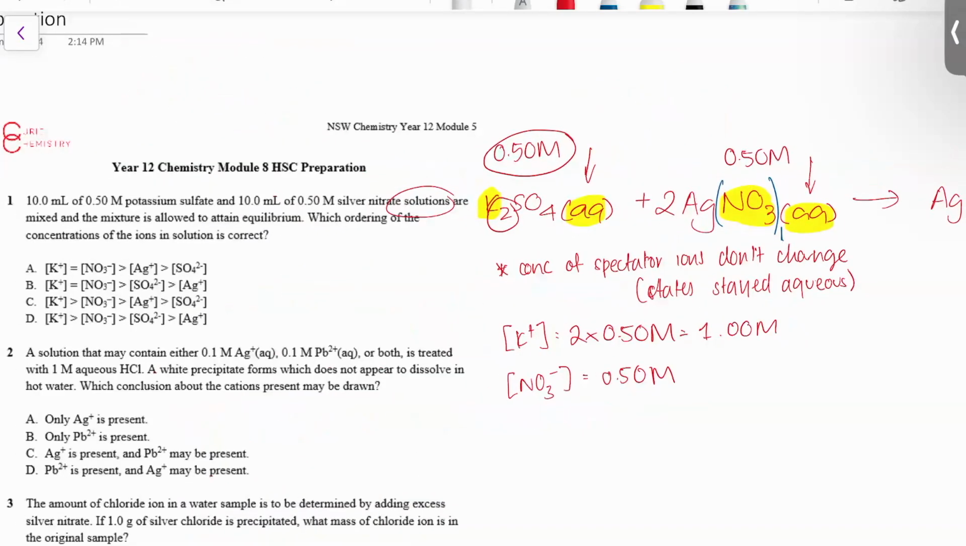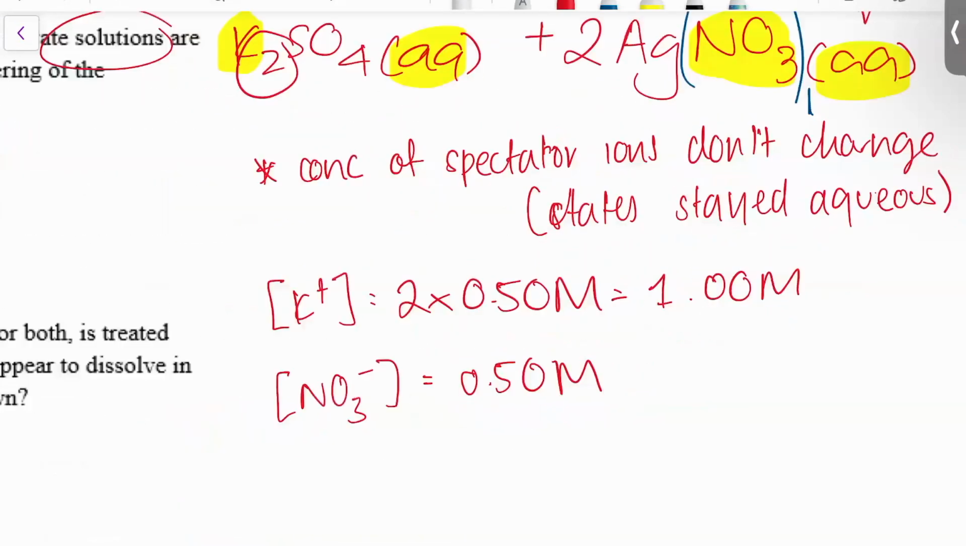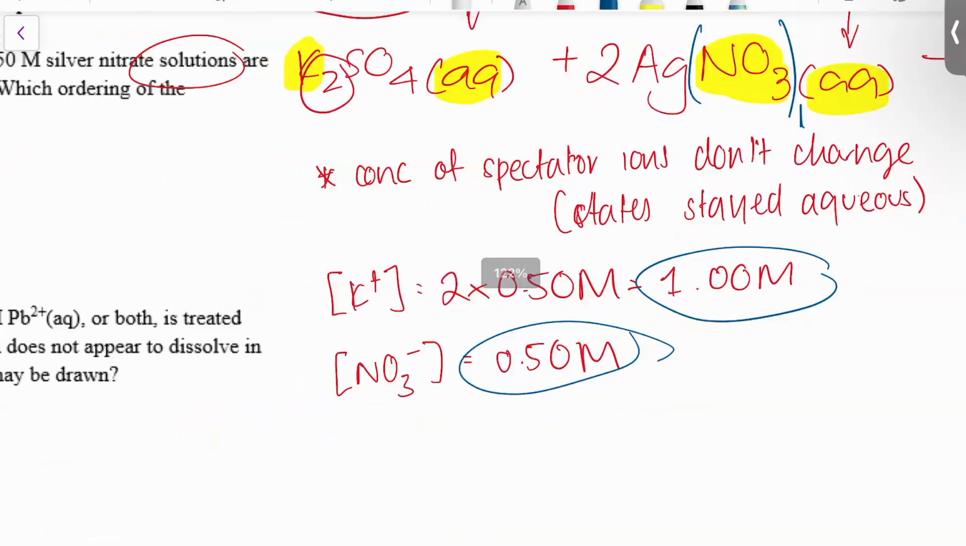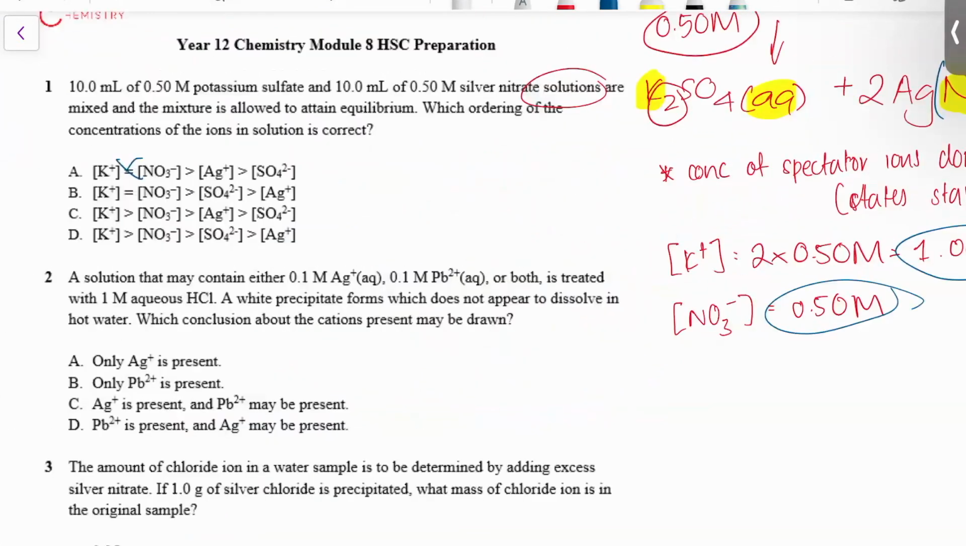Okay. So potassium is bigger, 1 versus 0.5. It's not equal to each other. So from there, I can immediately cross out A and B, and it has to be C or D. So it's either C or D. And unfortunately, I haven't cancelled out 3. I only cancelled out 2.